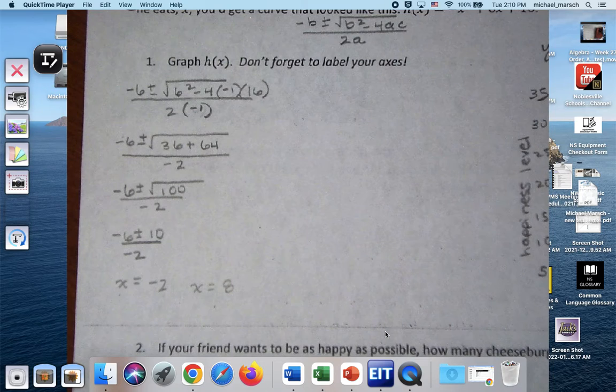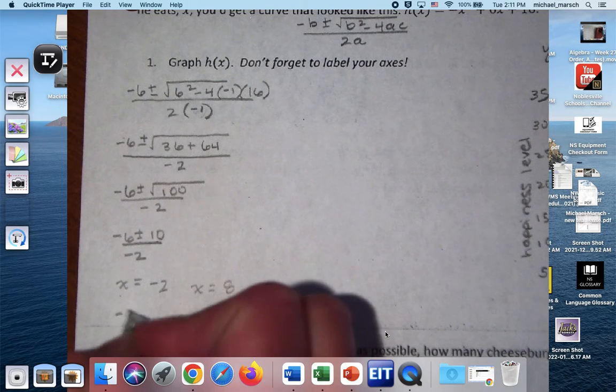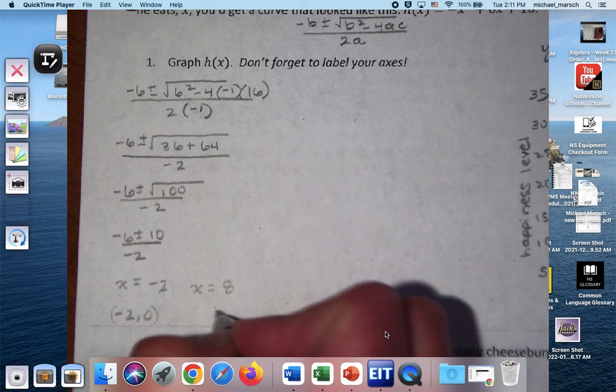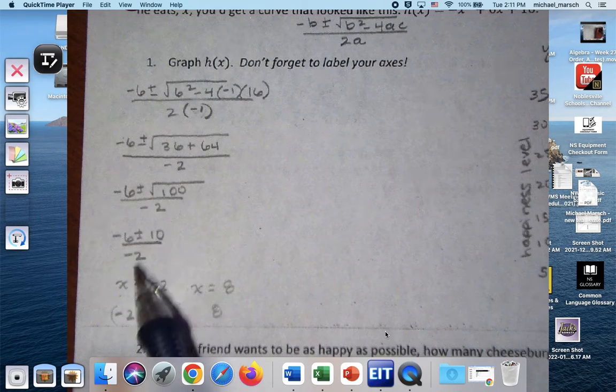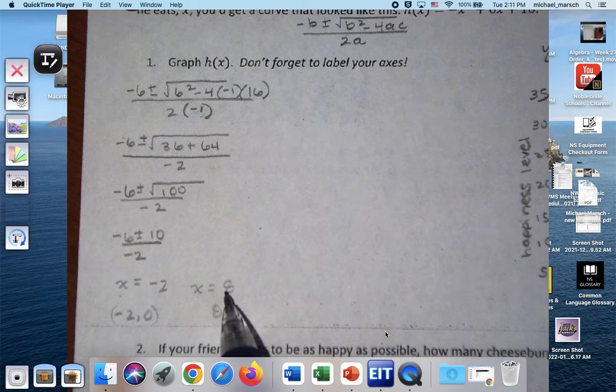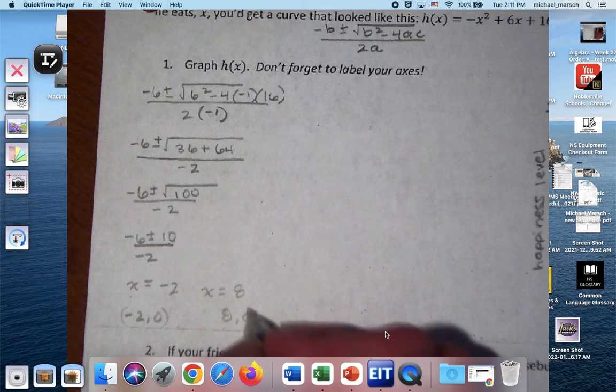Now sometimes the answers we get for our x-intercepts don't make sense given the scenario, right? So you can't eat -2 cheeseburgers, right? So that's not going to be part of our graph, but you could eat 8 cheeseburgers. So our ordered pairs are -2, 0. Wait, did you get 8? Did you do 10 minus 2? Nope, I did -6 minus 10 is -16, divided by -2 is 8. Oh, my bad. It's okay.